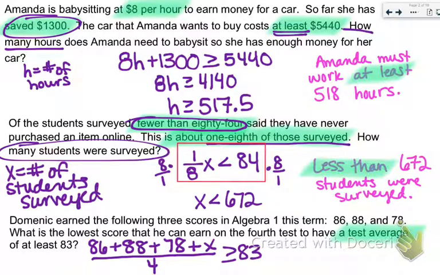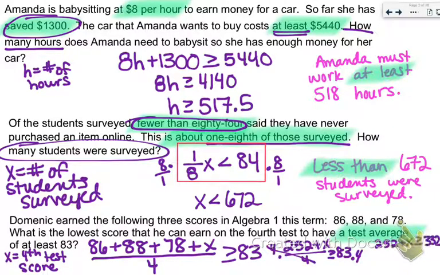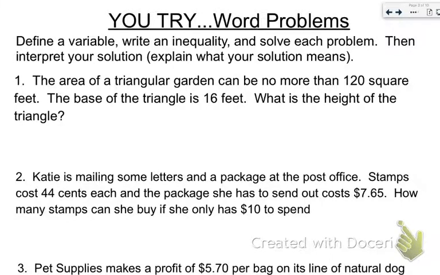We do know he wants at least an 83, so it's okay if it's more than 83, but it has to be 83 or more, so that's why we need a greater than or equal to sign. And I did forget to define my variable. X is the fourth test score. Before I solve, I'm going to combine those like terms in the numerator, and I get 252. To solve, multiply both sides by 4, and then subtract 252 from each side. So I get X is greater than or equal to 80, meaning he can score at least an 80% or better. It's always good to do better than an 80, but that's the minimum he needs for that 83 average. You're going to go ahead and do those Try It problems, and that will conclude your homework for tonight.